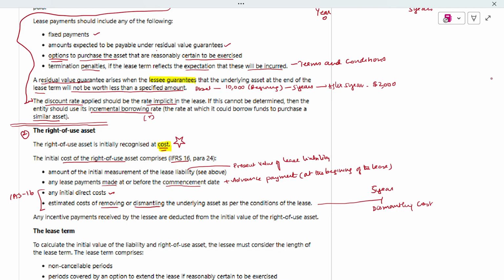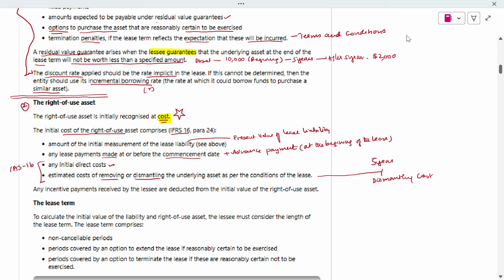So we have to take the present value, anything we have paid in advance, any initial direct cost, and any removing or dismantling cost. Any incentive payments received by the lessee are deducted from the initial value. Sometimes they will give discounts. If there are any discounts, we have to deduct them from the right-of-use asset. This is the second part.